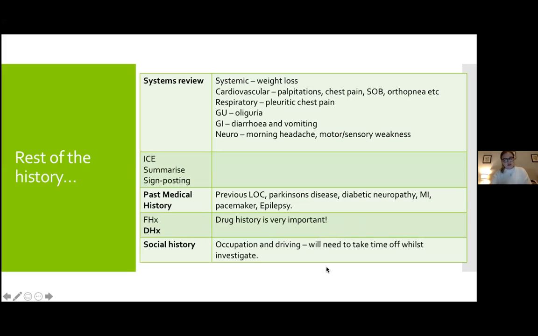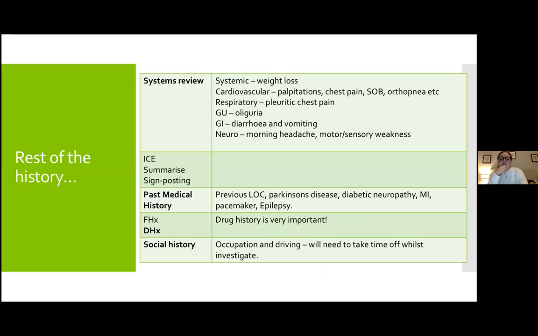And then once you've done that, so you've done a really good history of presenting complaint, you just need to go through the rest of the history like we've said before. Some key things to pick up on here. In the systems review, it's quite good to ask about systemic symptoms in terms of weight loss and also morning headaches for neuro, because a space occupying lesion can be a cause of a seizure.